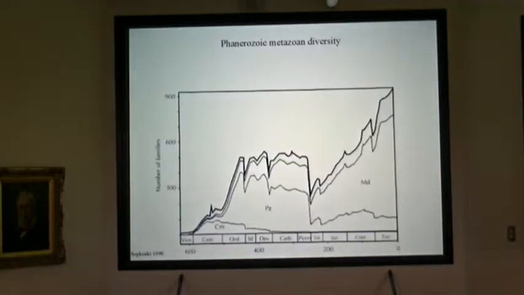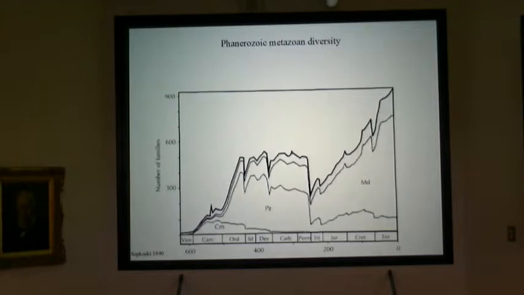Just to get into the problems, this is what the diversity of life looks like. This is the famous Sepkoski curve over the entire Phanerozoic. So it's 600 million years on the x-axis, and diversity in families on the y-axis.